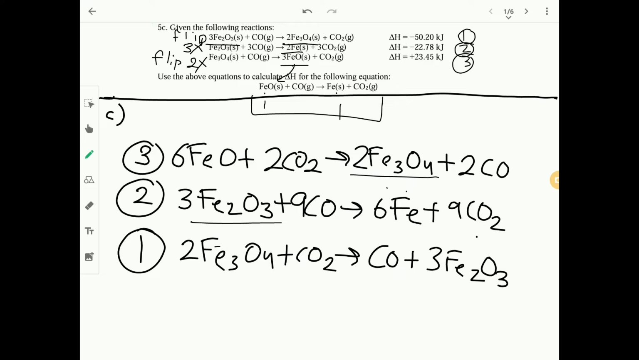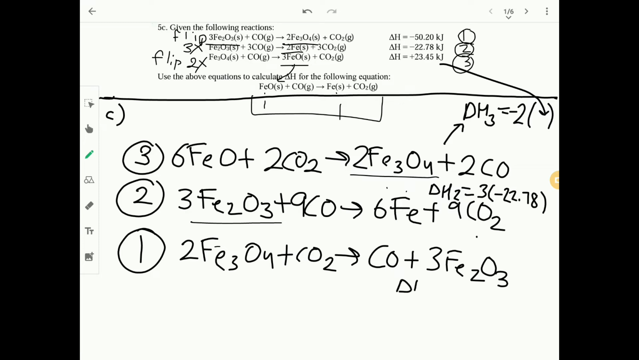Now let's find out the delta H's for each of them. Let's start with delta H number 3. What did we do? We flipped and then multiplied by 2. So minus 2 times this, right? Now let's work on delta H2. All we did was multiply by 3, so it's 3 times negative 22.78. And delta H1, let's work on that. All we did was flip, so it's 50.20.